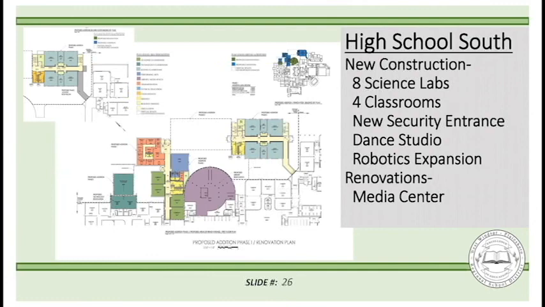So it gives renovations, it gives space for our science classrooms that are desperately needed, additional classroom growth, 12 classrooms plus a dance studio plus robotics. It's approximately 14 classrooms total plus renovations, 14 times the 25, right? So it gives you around 350 student growth over at High School South.